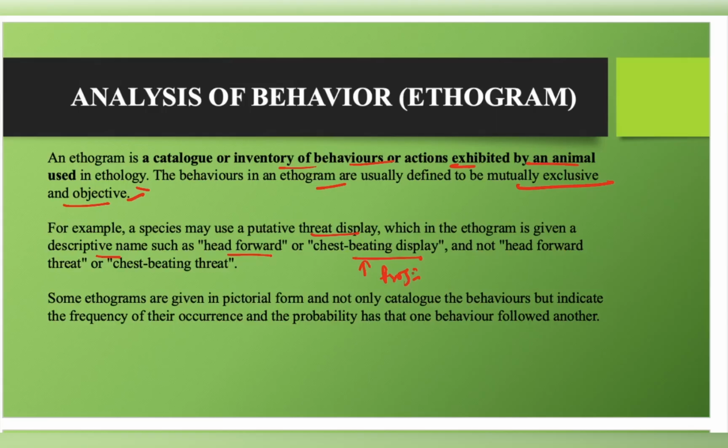So you are understanding. In an ethogram the descriptive name can be different as per the actual meaning. The putative threat display has the name of head forward or chest beating display instead of head forward threat or chest beating threat, because this display is for a particular species. For other species the display can be different. Some ethograms are even given a pictorial form, and not only catalog the behavior but also indicate the frequency of their occurrence and the probability that one behavior is followed by another.